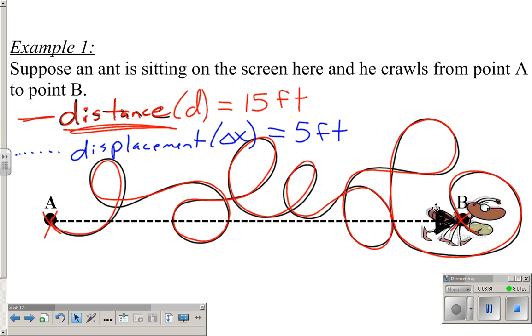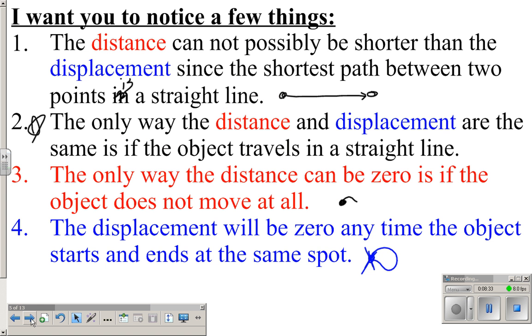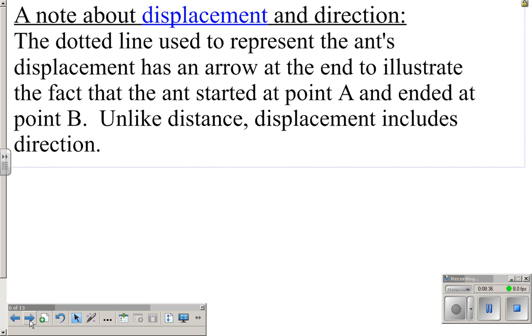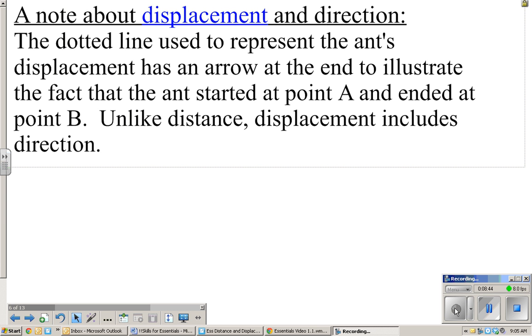The arrow on my dotted line is meant to indicate that displacement has direction. All right, so the dotted line used to represent the ant's displacement has an arrow at the end to illustrate the fact that the ant started at point A and ended at point B. So unlike distance, displacement includes direction.